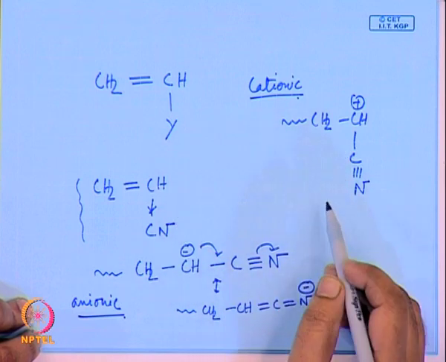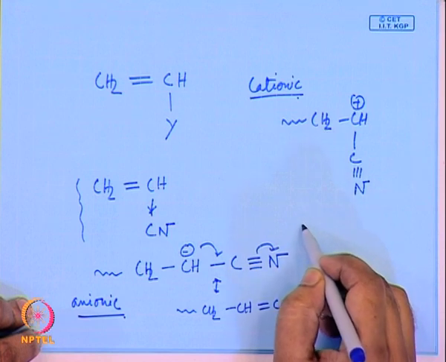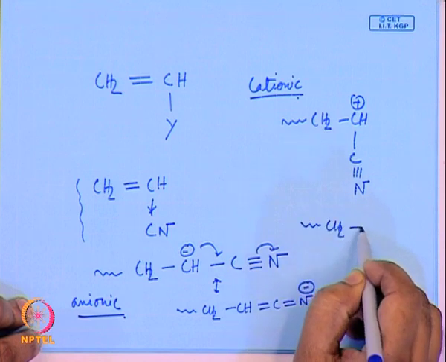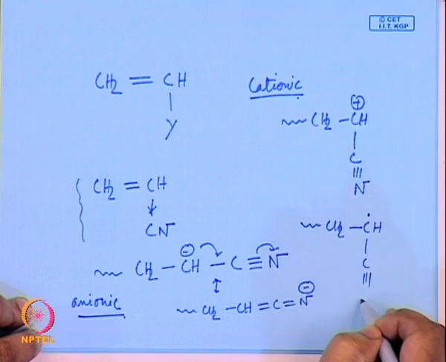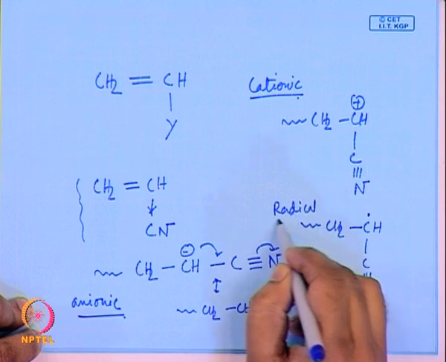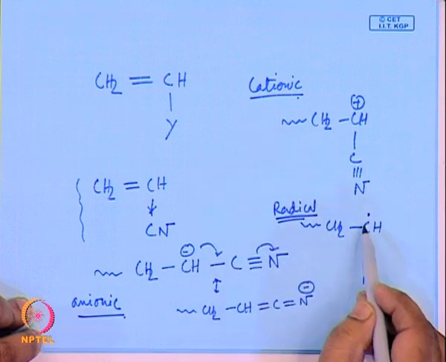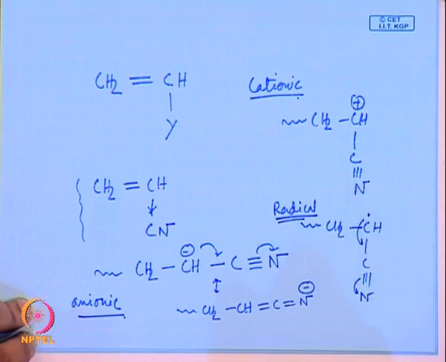Now, if you have a radical initiator, then it will form, now this can also get stabilized by this process of resonance. Okay.